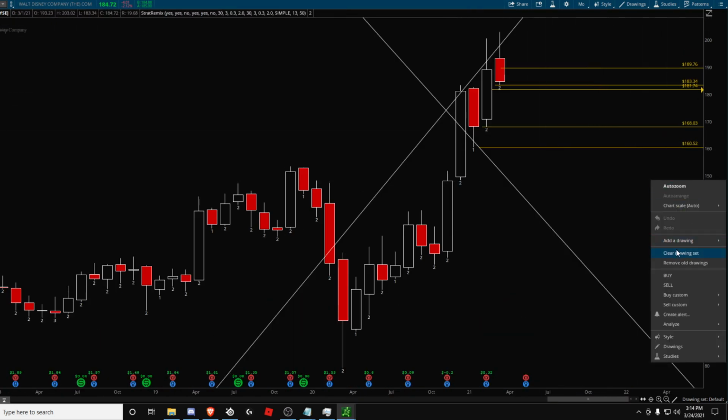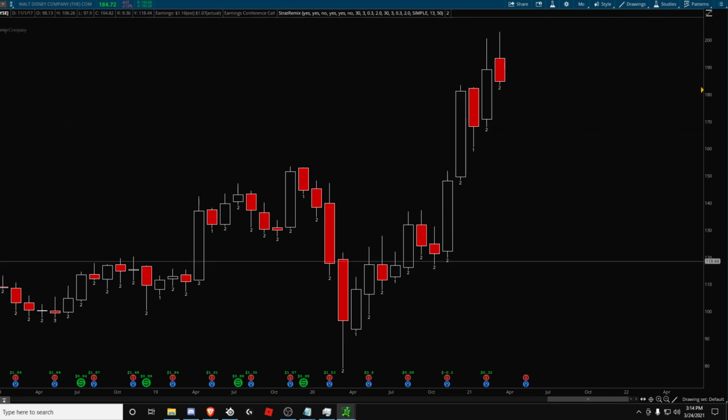This one is great. This one has tons of broadening formations all over it. This is a nice little trick on TOS.